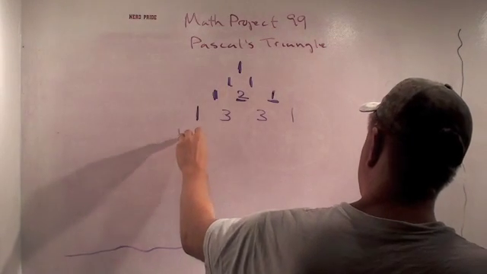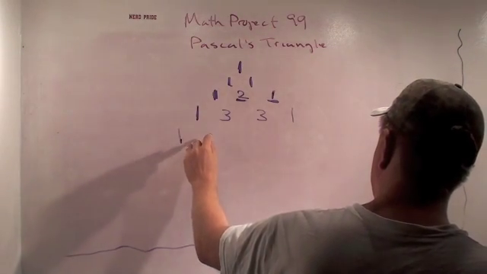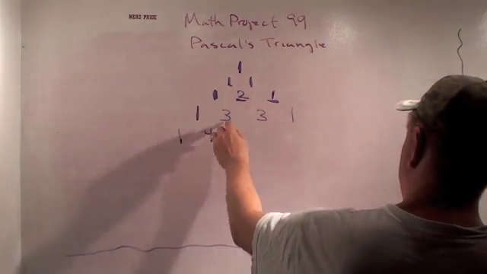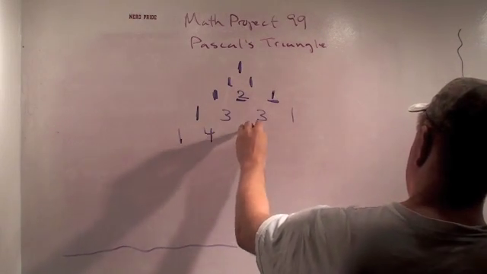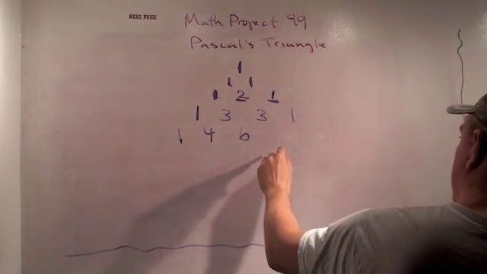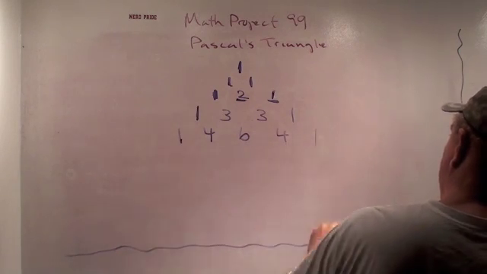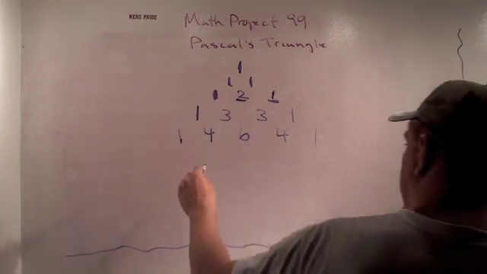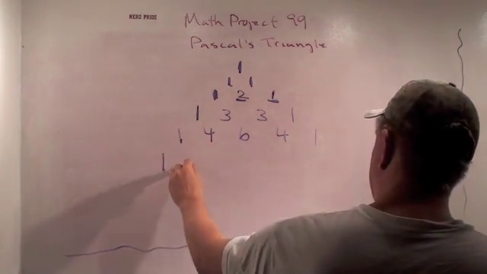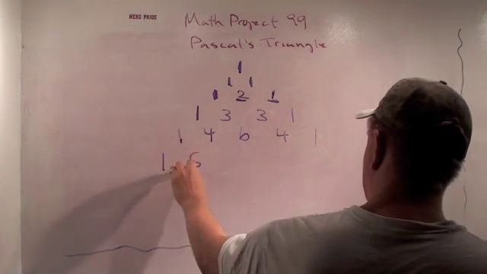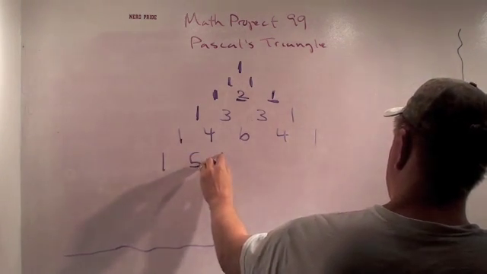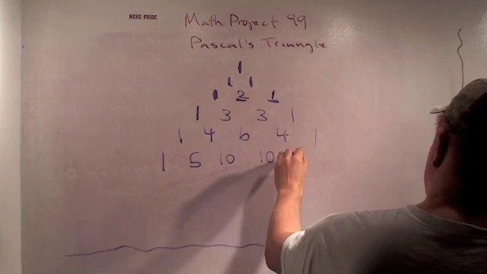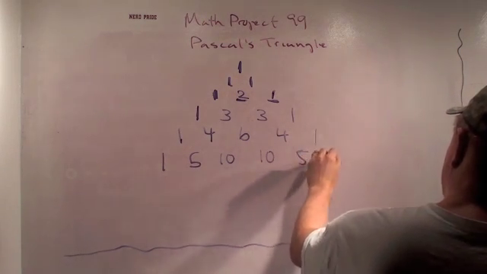Okay, starts with a 1. What's this one going to be? These get really big really fast. 4. 3 plus 3 is? 6. 3 plus 1 is? 4. Then we end with a 1. Yeah, but it's not too bad. 1. What's this number here? 5. What's this number? 10. And 10. And 5. 1. And then it ends in a 1.